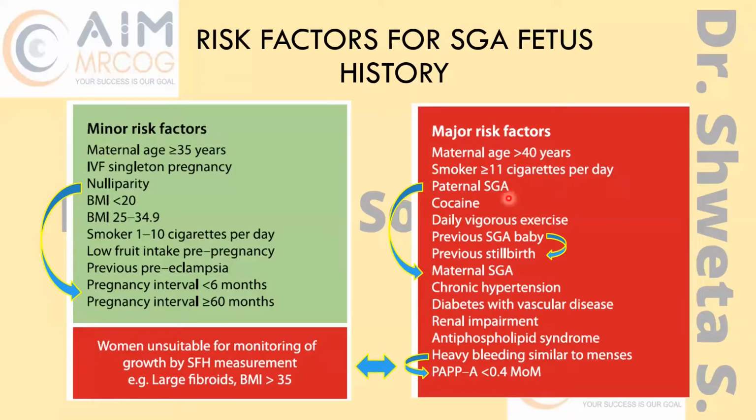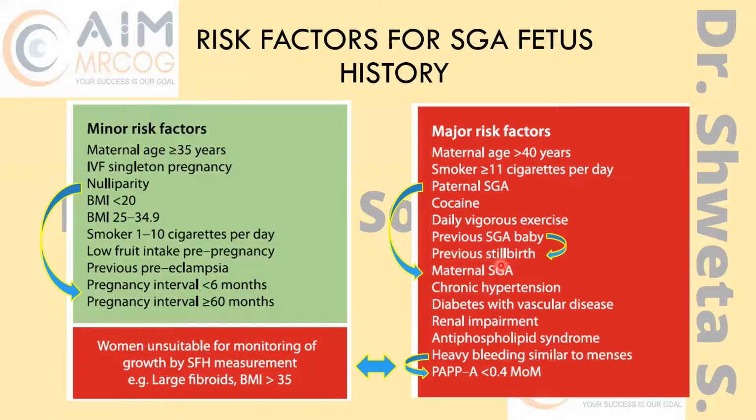Then you will ask her the history. So in the history, if paternal SGA or maternal SGA. If you see the father was also an SGA baby or the mother was also an SGA baby, then this baby is at risk of SGA. Paternal, maternal SGA, you can remember together. Then you can remember previous SGA baby in that mother, if she's a multigravida, previous SGA baby or previous stillbirth. These go hand in hand.